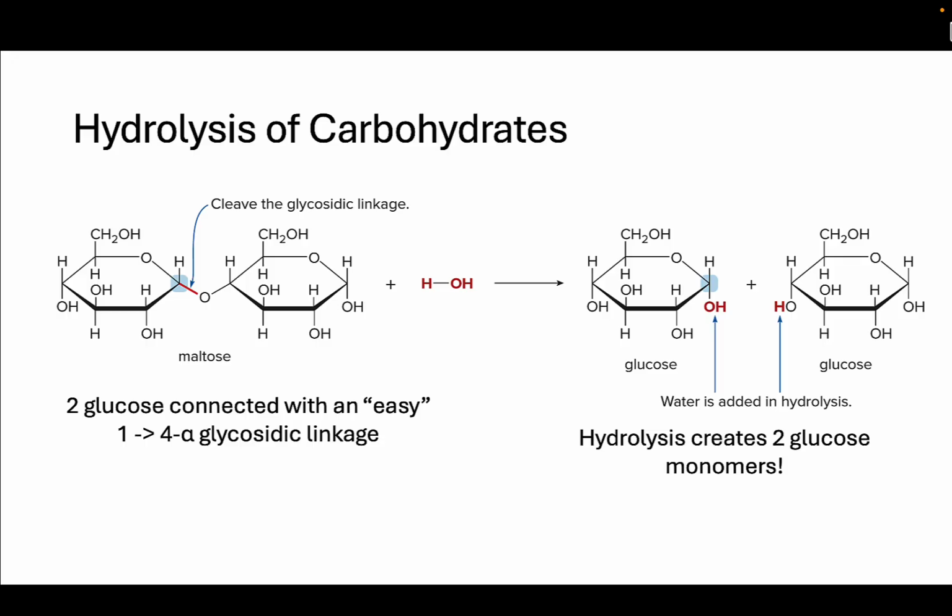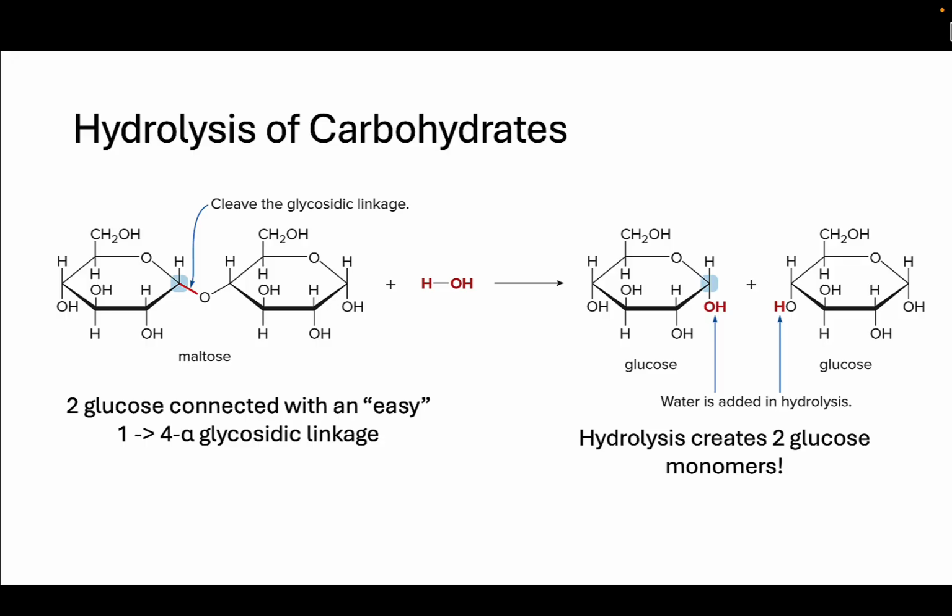So larger carbohydrates must first undergo hydrolysis in order to be these usable glucose units that will begin what happens next, which we'll talk about a little bit later. And so in order to do this, we need to cleave the glycosidic linkage, which is shown here. And what we're going to see is that not all glycosidic linkages are created the same.